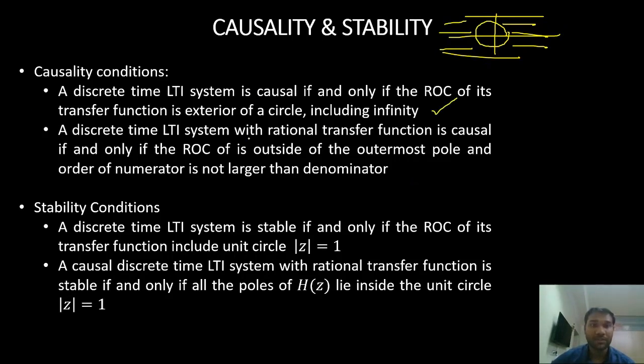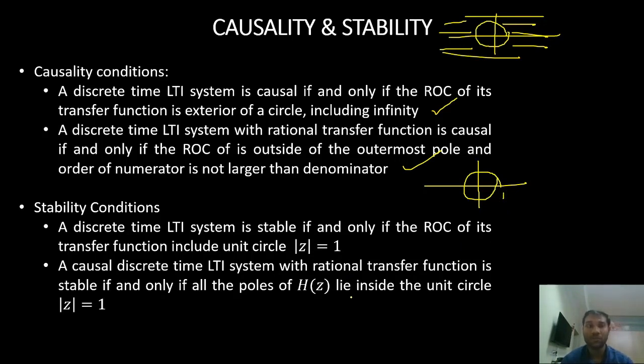If a discrete time system has a rational transfer function, it is causal if and only if the ROC is outside the outermost pole and the order of the numerator is not larger than the denominator. So these are the two conditions for causality. And for a discrete time system to be stable, the ROC must include the unit circle. So this is the condition for stability.